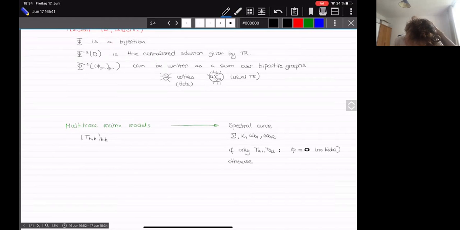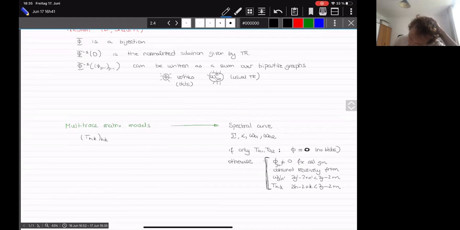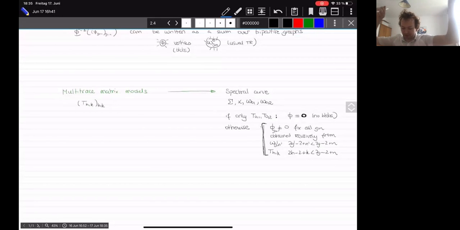Otherwise, there are non-zero blobs for all g, n in general, and they can be obtained recursively from the omega g' n' before g n, and the THKs also in lower topology. So there's a formula here, which I didn't explain, which is a bit heavy, but it exists. And so to a multi-trace matrix model, in summary, you can attach a spectral curve. And in case you had more than double traces, you also attach a collection of blobs.